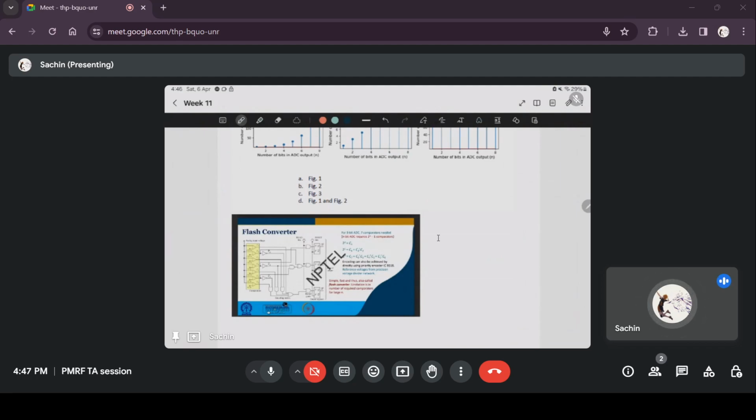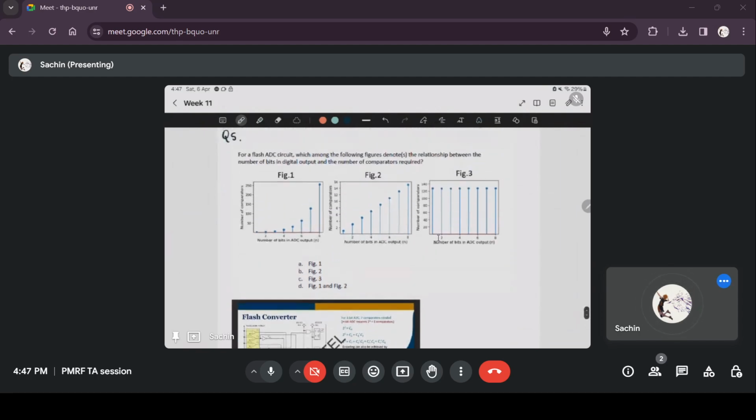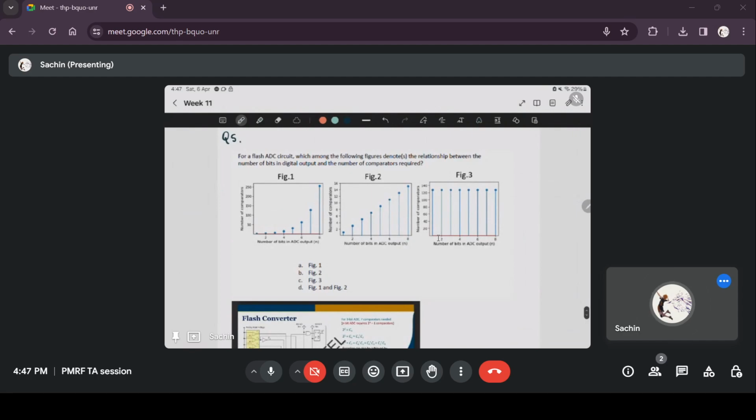So for an n bit ADC of this type of flash converter, you can see clearly it requires 2 power n minus 1 comparators. 2 power n is exponential in n, so if n is the independent variable, then the number of comparators, 2 power n minus 1, is an exponential function of n. So the correct representation is given by figure 1.